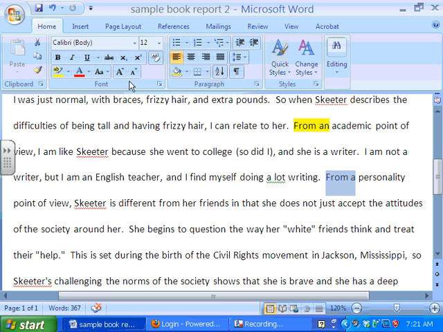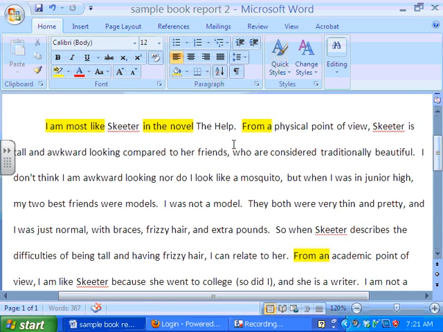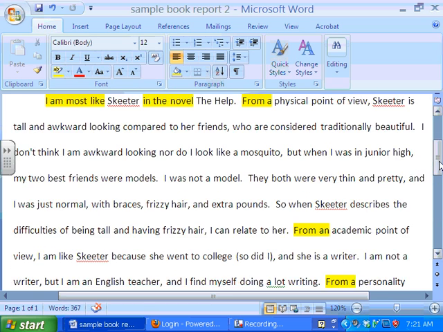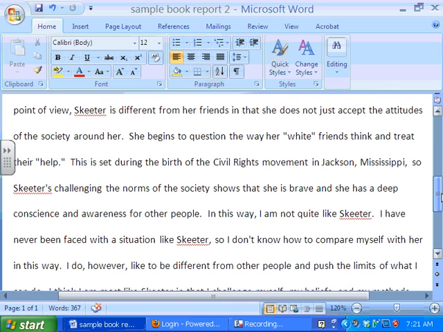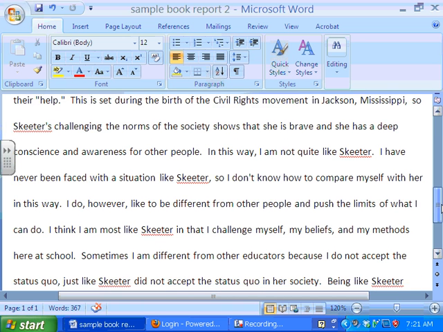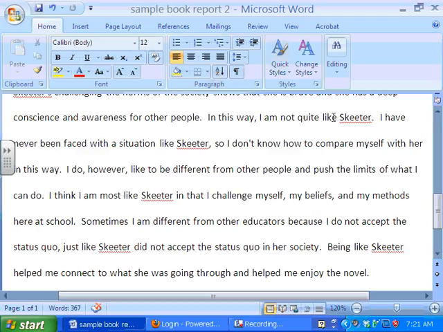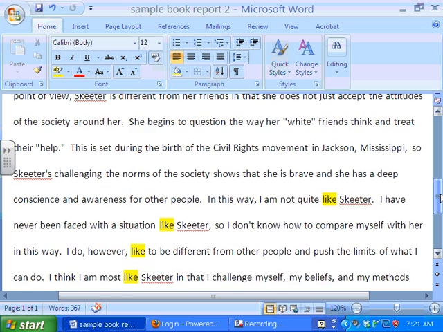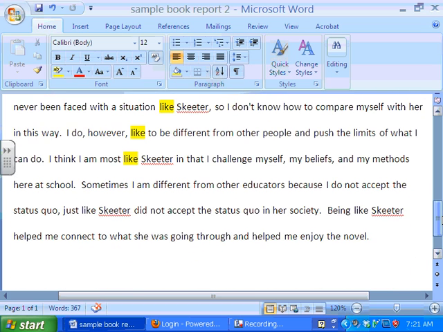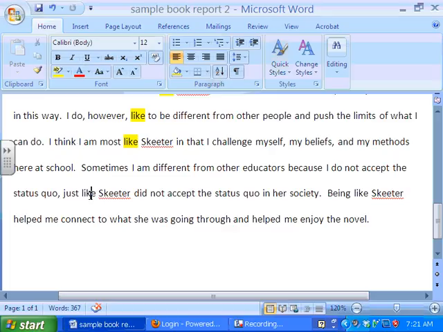I use 3 transitions that help link all my reasons together. Notice how many times I use the word like. If you're trying to compare yourself to a character, you might use the word like. How are you like that person? See how many times I use that?